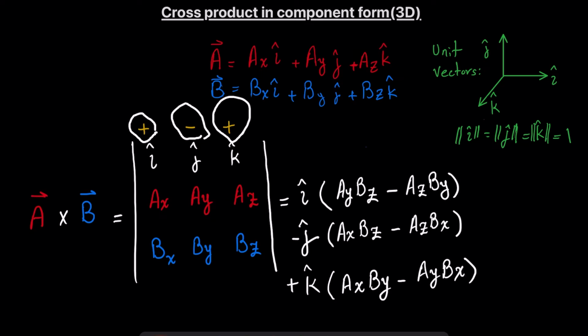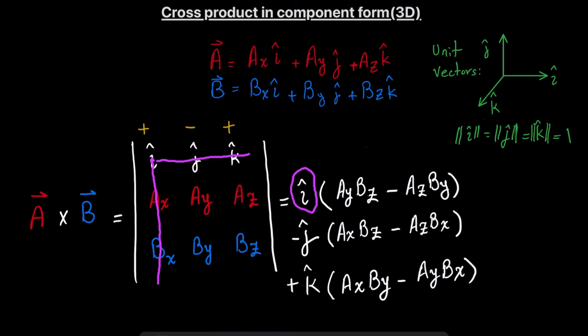The next step in the process, starting with i hat, is to cover the row and the column where i hat is. So I'm going to show you right here. The first thing I do is write down i hat here, positive i hat. Then I open parentheses and cover the row and the column, and what I get is this 2x2 matrix.